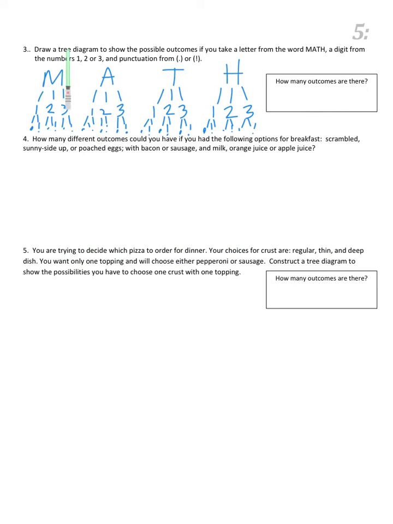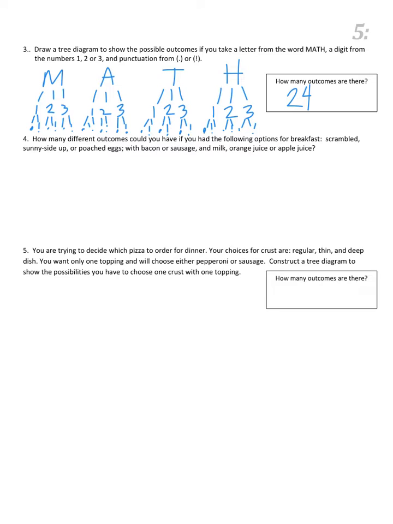So number 3 says make a tree diagram and you take a letter from the word math, so M-A-T-H, a digit from 1, 2, 3, so 1, 2, 3 all the way across, and then from underneath numbers 1, 2, and 3 you put a period or exclamation mark. Some of those are kind of hard to see, but I put periods and exclamation underneath every number. So how many outcomes are there? So count and see this farthest branch. 2, 4, 6, 8, 10, 12, 14, 16, 18, 20, 22, 24.